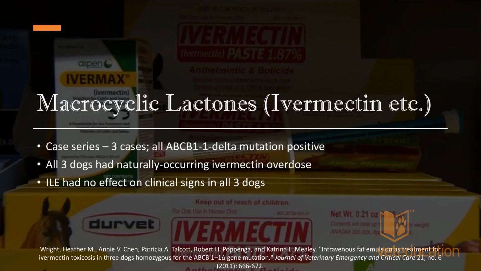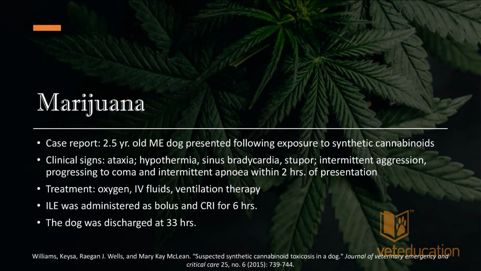All right, let's have a look at the next one, marijuana. Here's a case report, 2-year-old male entire dog that presented following exposure to synthetic cannabinoids. These are becoming more and more common. The dog presented with clinical signs of ataxia, hypothermia, sinus bradycardia, stupor, intermittent aggression. So this dog was really not having a good time. Progressed to coma and intermittent apnea within 2 hours of presentation.